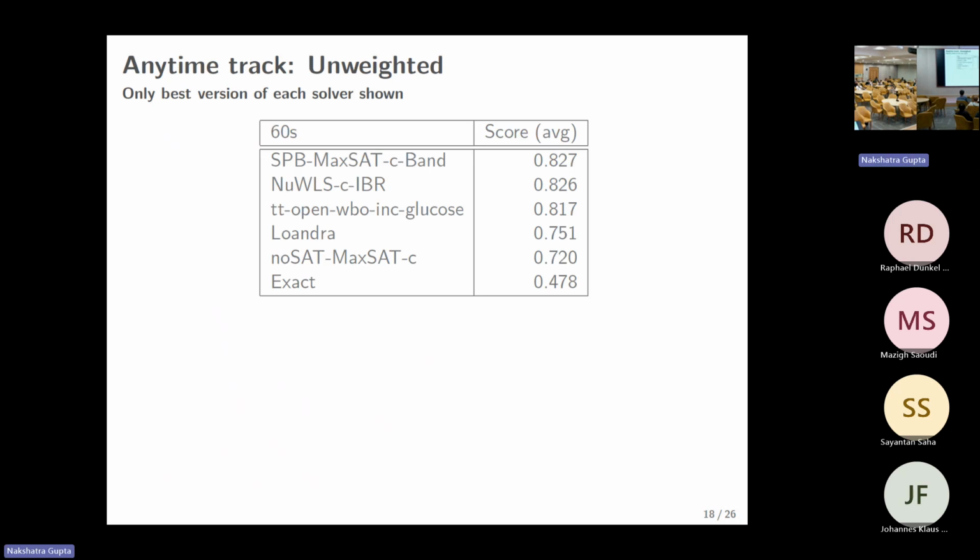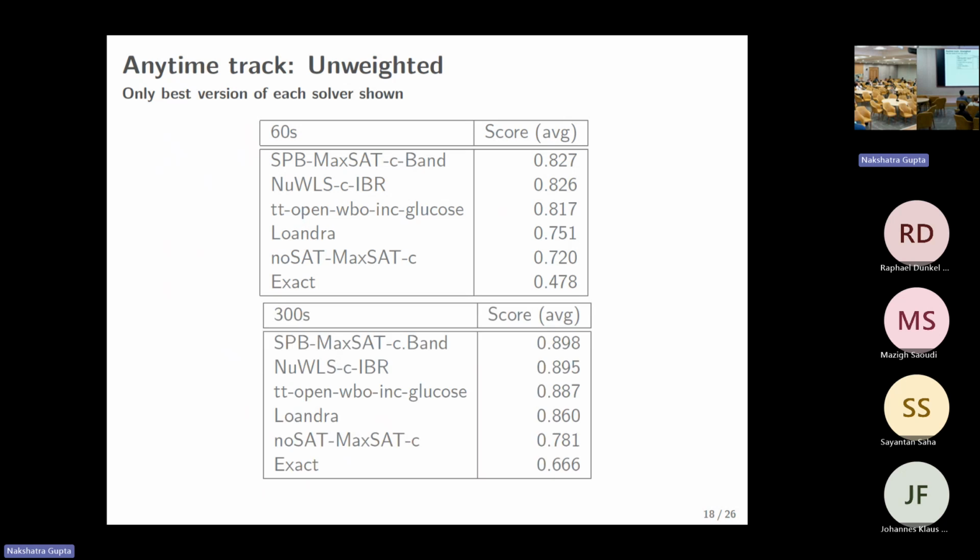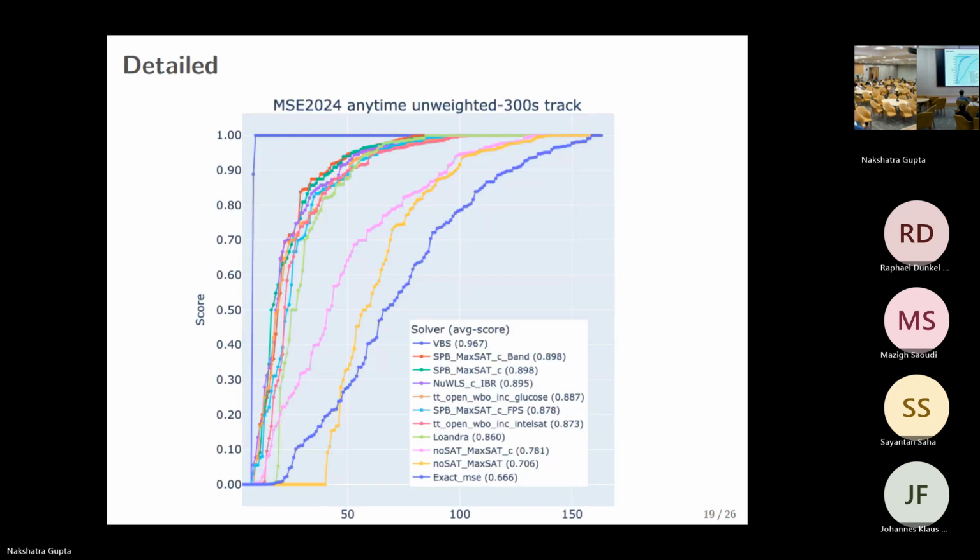For unweighted, SPB MaxSat did the best in the 60-second track, and actually the ranking is exactly the same for 5 minutes. The scores just get better. Here we can also see the same kind of plot in terms of the score, and there's quite a big difference between the solvers and the virtual best. So still stuff to do.